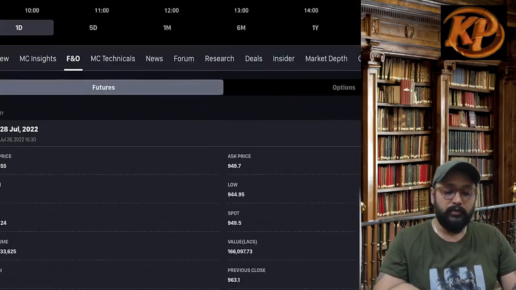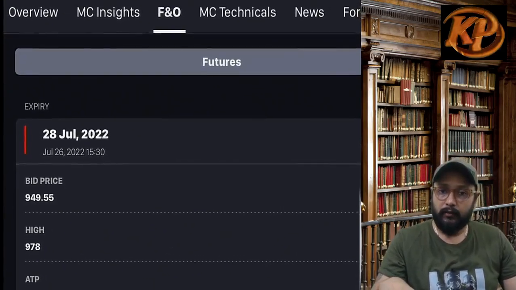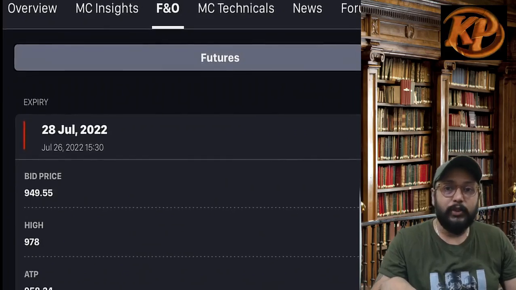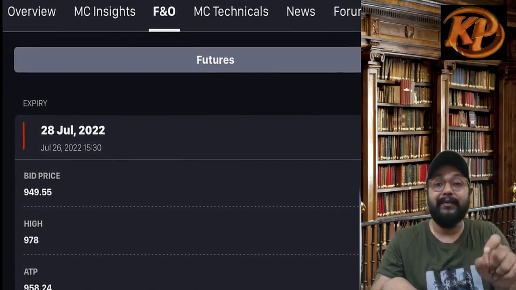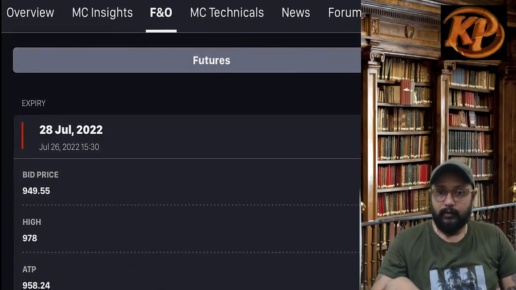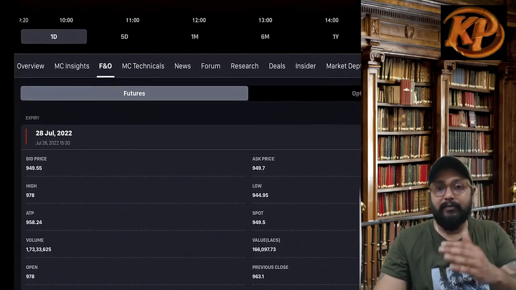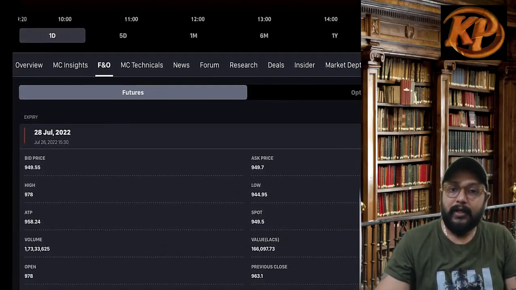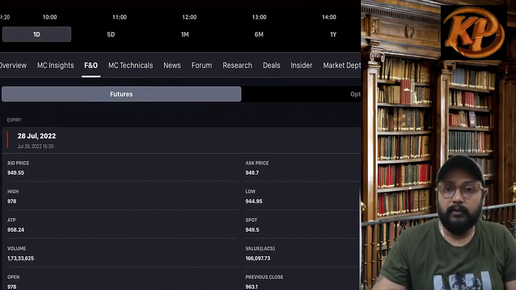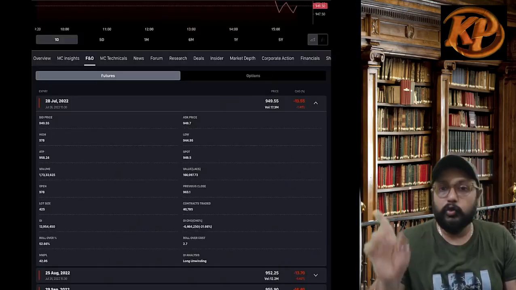Like if you see, they have not just written July over here, they have written 28th July. What does that mean? 28 July means this future is going to expire on 28 July. Which means for somebody who has taken a position in this Tata Steel future, he will have to square off his position compulsorily latest by 28 July. It is the last Thursday of the month. So by 28 July, you will have to sell your July contract.